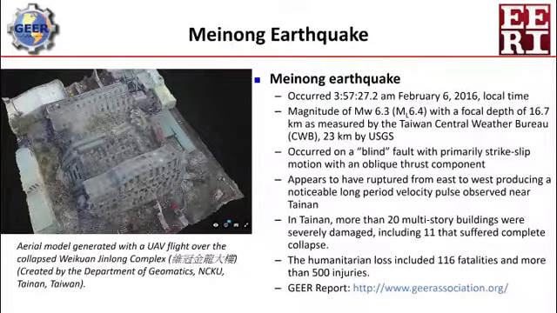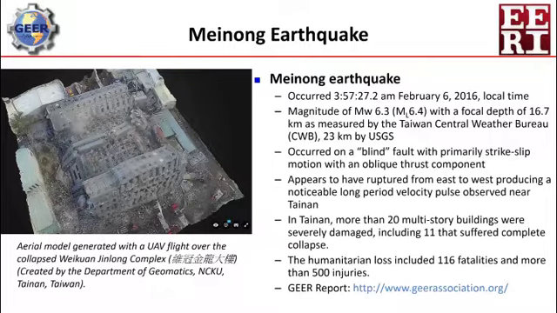The Meinong earthquake occurred early in the morning on February 6th. It was a moment magnitude 6.3. It had a moderate depth measured between about 16 kilometers and 23 kilometers by different agencies. The earthquake occurred on a blind fault that produced primarily strike-slip motion with an oblique thrust component. The earthquake appears to have ruptured from an east to west direction, producing a noticeable long period velocity pulse near the city of Tainan that we'll discuss a little bit more under ground response later.